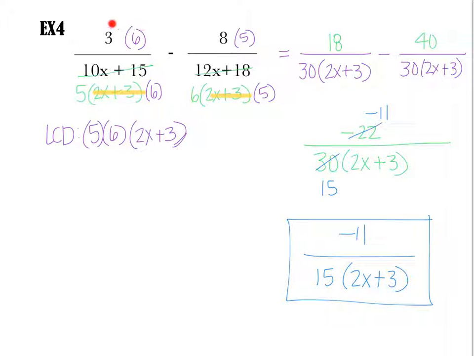So when I simplify my numerator, I end up with 18. And over here, I have minus 40, and then that common denominator. So I went ahead and put that together, and I did 18 minus 40, and I got negative 22 over 30 times 2x plus 3. And when I asked myself, can I simplify anything, I noticed that 2 can go into both of these. And so 2 goes into negative 22, negative 11 times, and 2 goes into 30, 15 times, and that's how I got my answer. So if you have any questions about this, go ahead and pause the video and write those down.